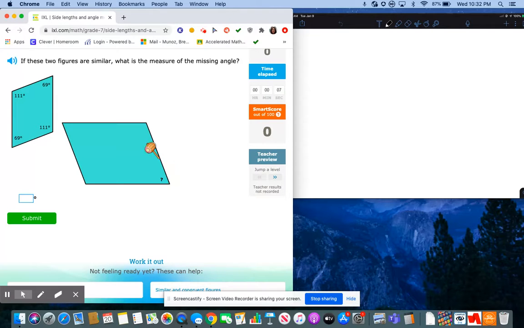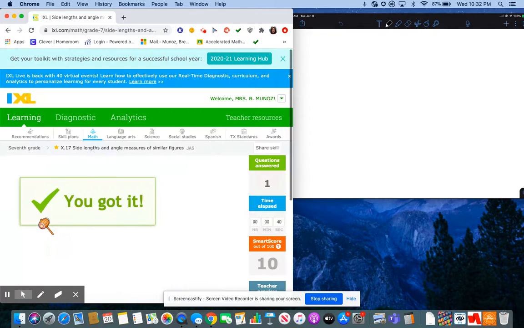So look here, we have two similar figures, right? These are parallelograms, and they're asking us to find the measurement of this angle. I see this angle is acute, and these are obtuse, right? So I'm going to look for the acute angle on this parallelogram, and I see the acute angle here is 69. So I'm going to type in here 69, and bam, we're good.